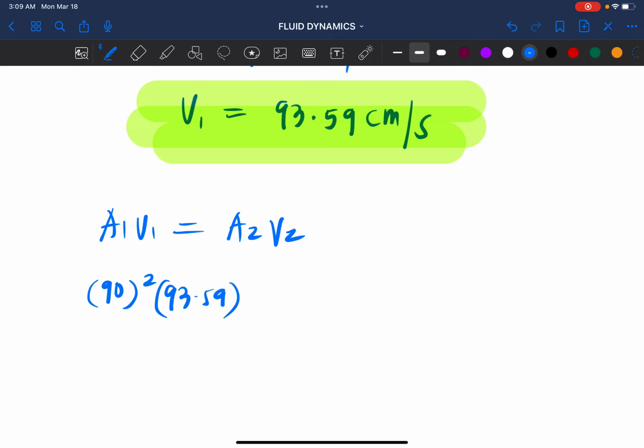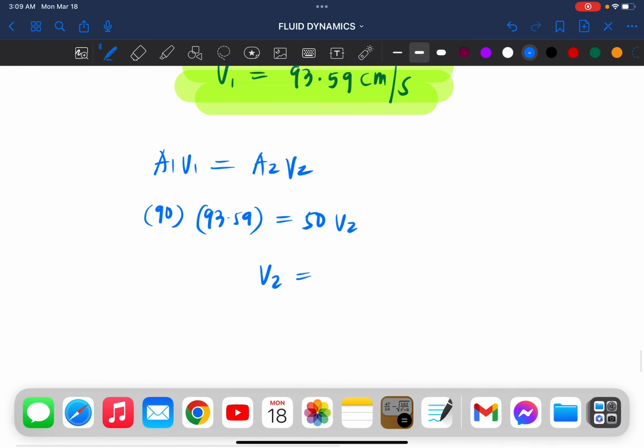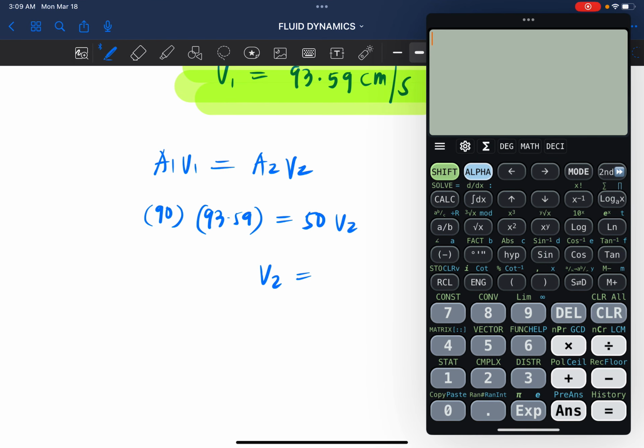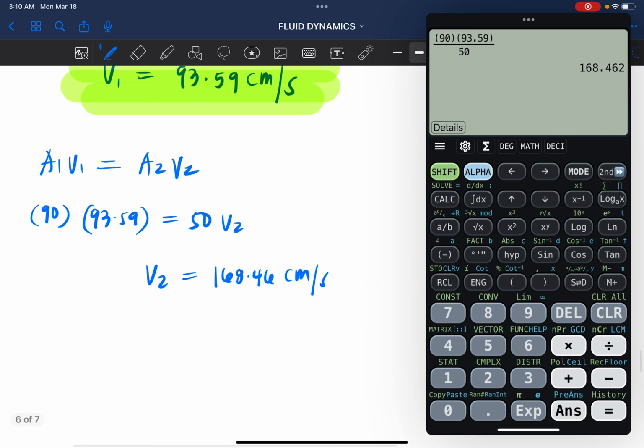Okay? And then, is equal to A sub 2, that is 50. Bakit may squared? Walang squared yan. And then, times V sub 2. Therefore, ang V sub 2 nyo is equal to, input nyo lang kasi yan sa calcu din. So, that is 90 times 93.59 over 50. So, this is 168.46. 168.46 centimeter per second. Ito class yung velocity sub 2 natin.